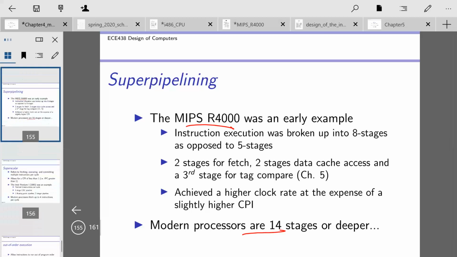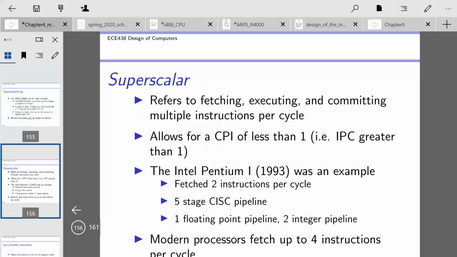So what was considered super pipelining back in '92 is just, oh, that's just pipelining now. Okay? Alright, superscalar refers to fetching, executing, and committing multiple instructions per cycle. It's not just enough to fetch them. I look at it as increasing the width of the pipeline, and the width needs to remain the same throughout the pipeline.